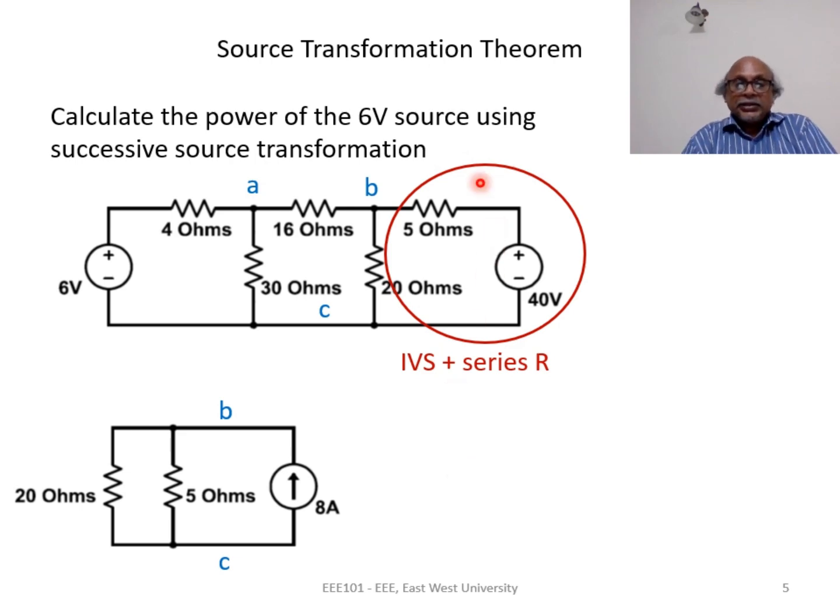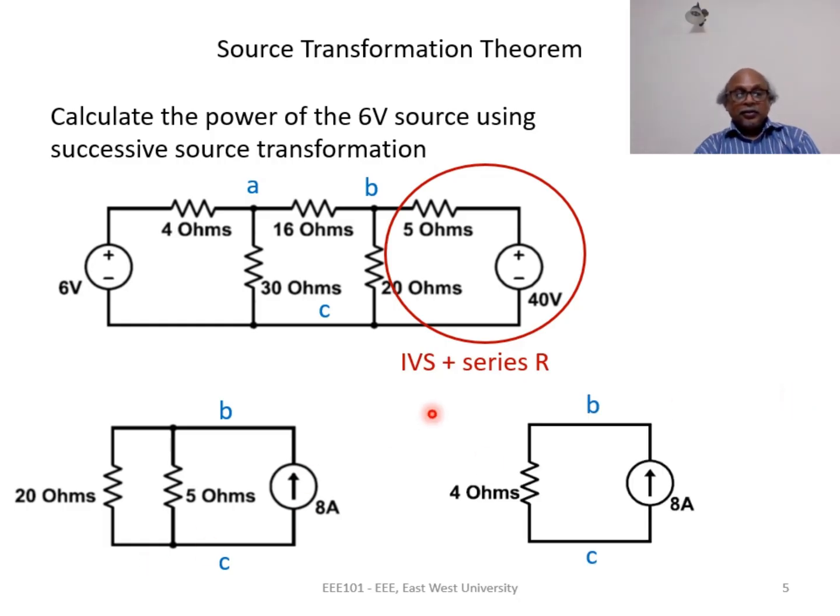In our original circuit, we did not have two resistances in series or in parallel. But after the transformation, we can see 20 ohms and 5 ohms appear in parallel. We can combine them, and the parallel combination of these two resistances is 4 ohms. So this circuit simplifies to this circuit, 4 ohms in parallel with 8 ampere current source.